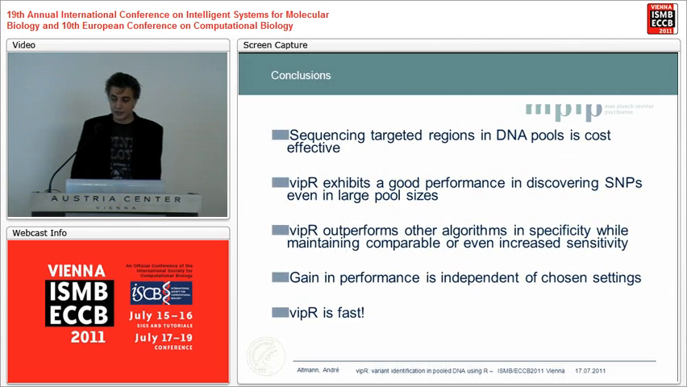To conclude, sequencing target regions in DNA pools is cost-effective. vipR exhibits good performance in discovering SNPs even for large pool sizes. It outperforms other algorithms in specificity while maintaining comparable, even increased sensitivity. And this gain in performance is independent of the chosen settings, and it's fast.